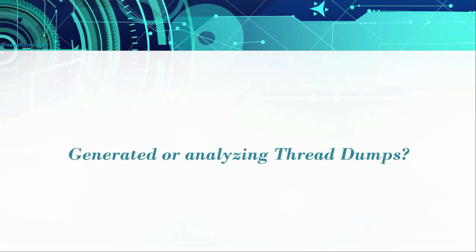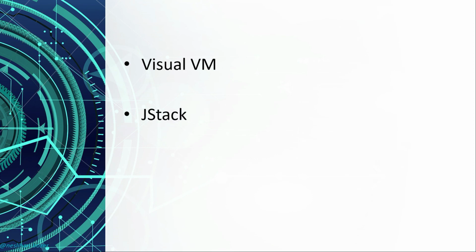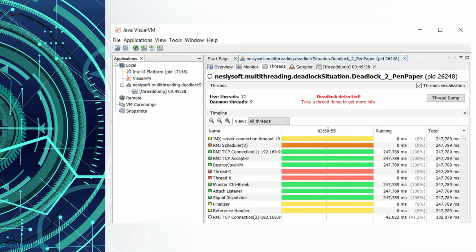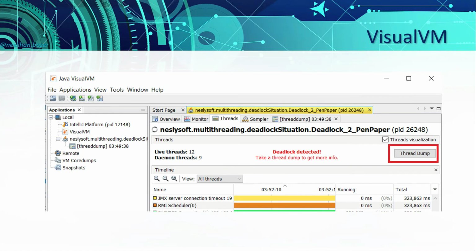Generating or analyzing thread dumps. Visual VM is widely used for detecting deadlocks and generating thread dumps. After integrating the Visual VM plugin with our IDE, we can easily run the application with the Visual VM run button and check the result. It helps us in analyzing thread performance, thread states, CPU consumed by threads, garbage collection, and much more. If a deadlock occurs, it explicitly informs the user in the Visual VM IDE. To generate the thread dump, we can simply click the Generate Thread Dump button to see the logs.